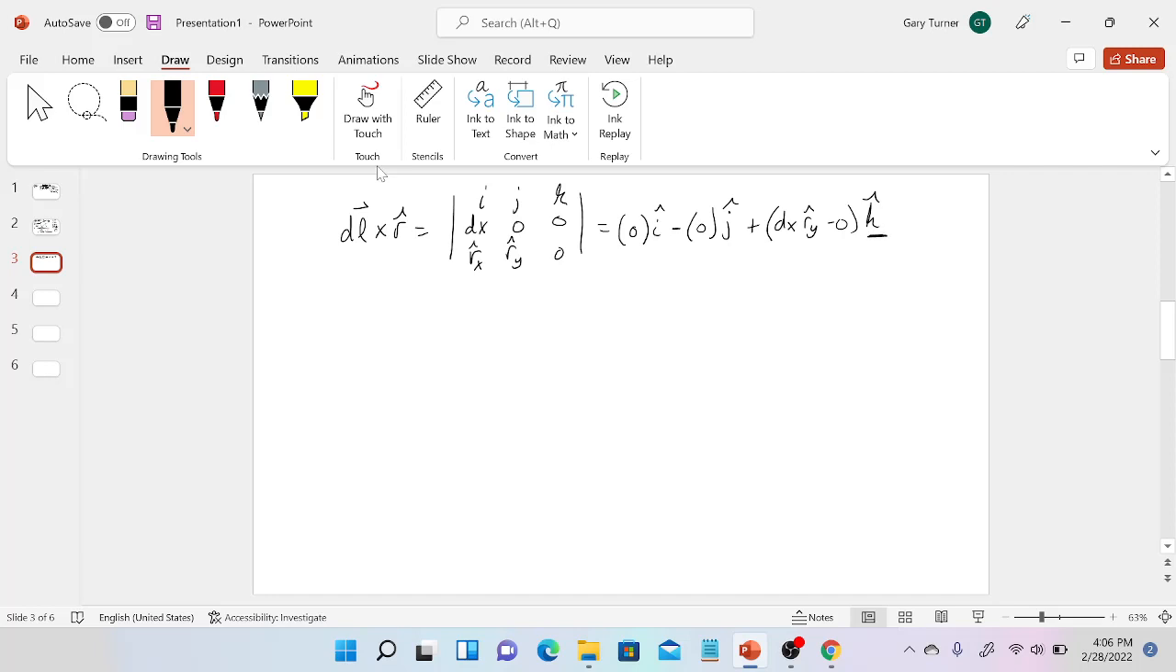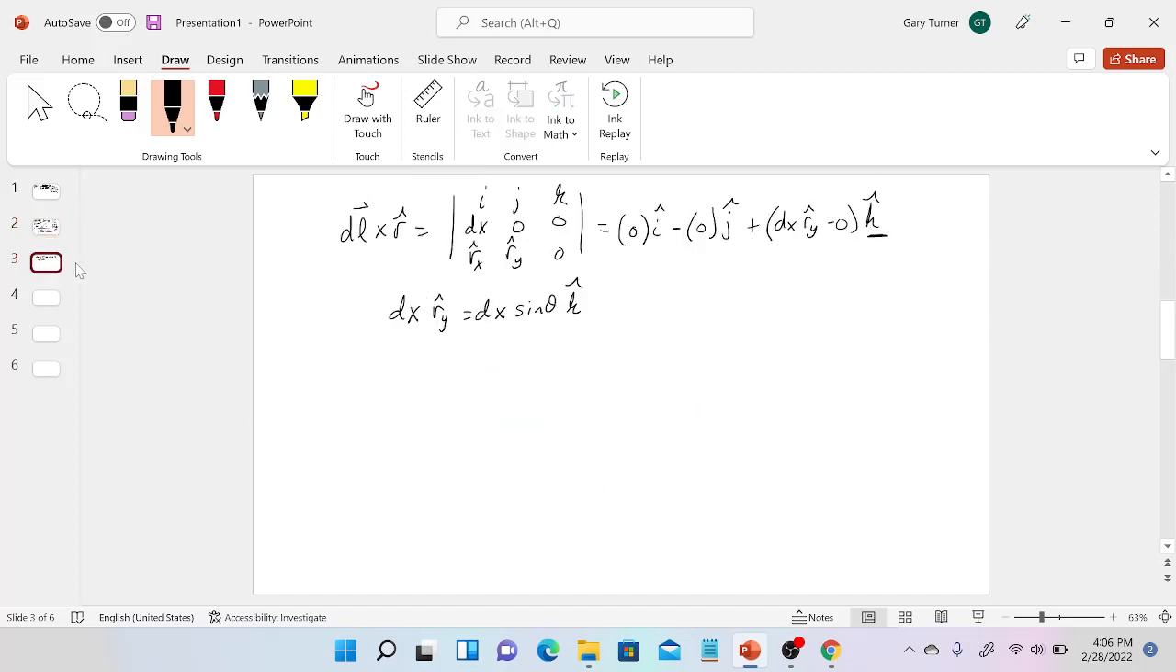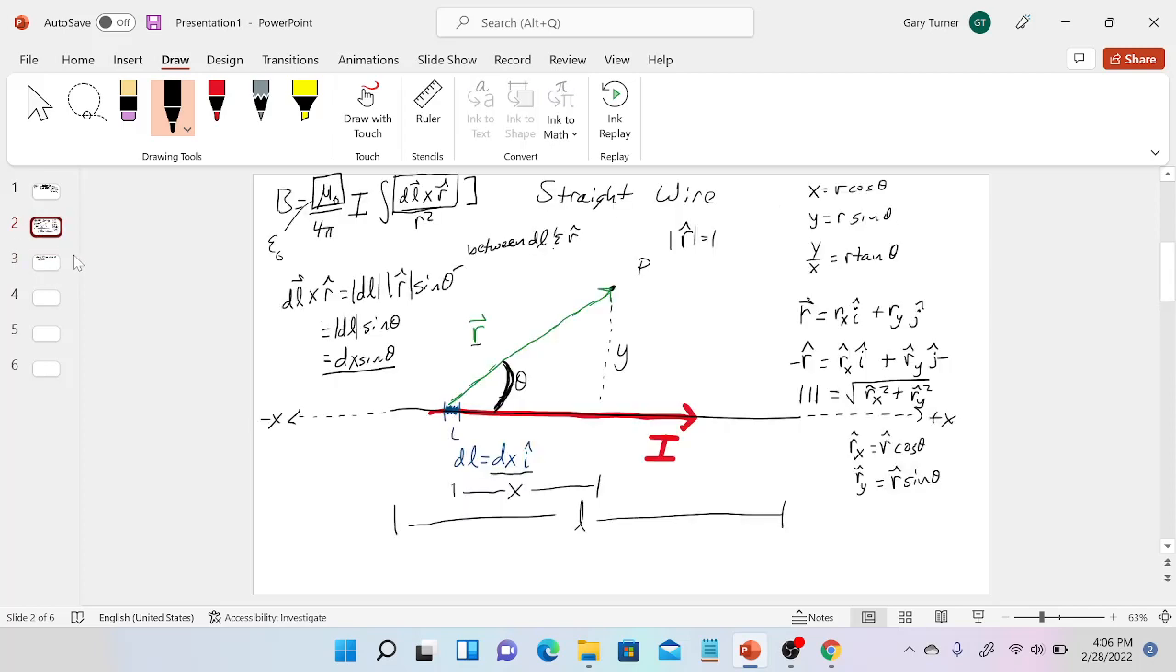And by the way, dx times ry is the sine component of r hat. The y component of r hat is the sine component. So this turns into dx times the sine of theta. And so we get the same magnitude that we got using this, but now we have the direction specified.